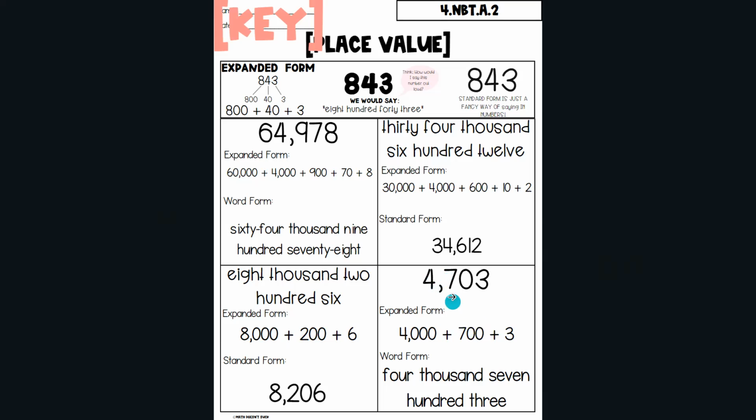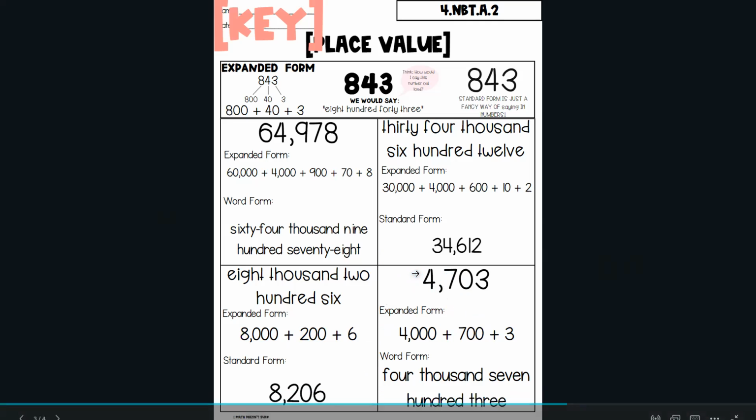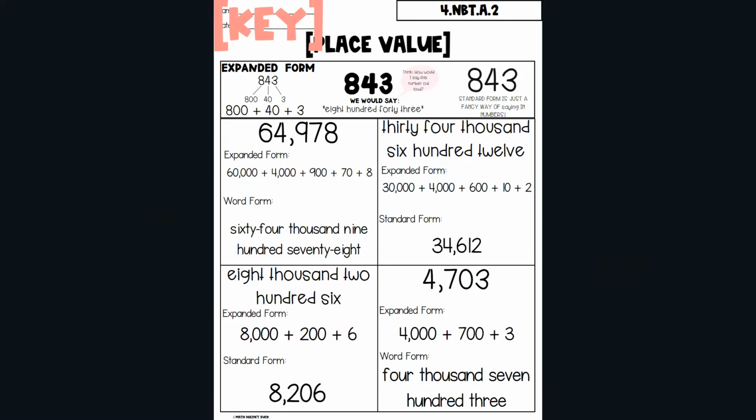You'll notice when we expand it, we don't need to write anything for that. And then a 3 in the ones place. Again, putting it in word form. Read it out loud and think of the words that you're saying. We have 4, comma holds the word thousand, 703. So down here we have 4,703.